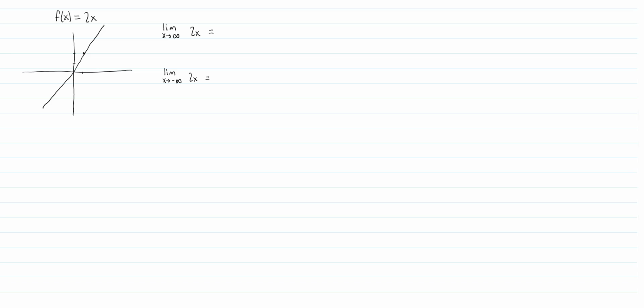Okay, in this video, we begin our studies of limits where x is approaching either infinity or negative infinity. To start with, let's consider the function f of x equals 2x. From the graph, we see that as x approaches infinity, meaning as x moves further and further to the right, 2x moves further and further up, approaching infinity. Hence, the limit as x approaches infinity of 2x equals infinity.